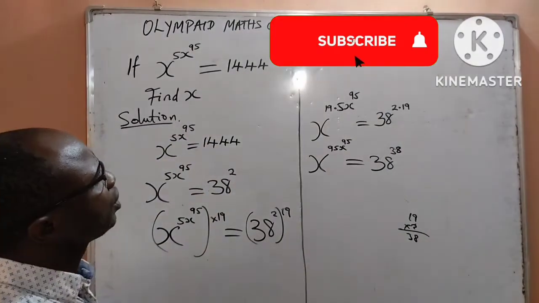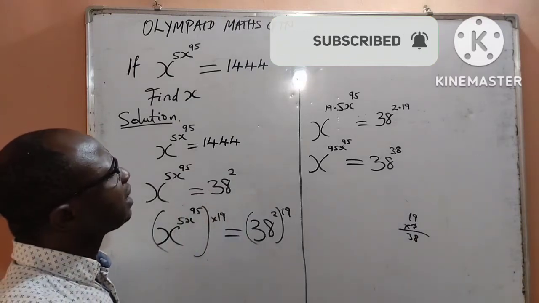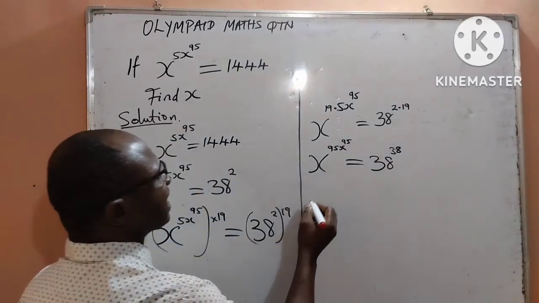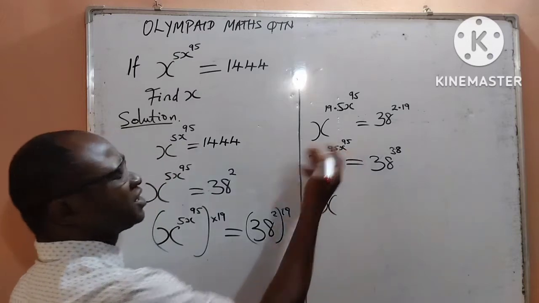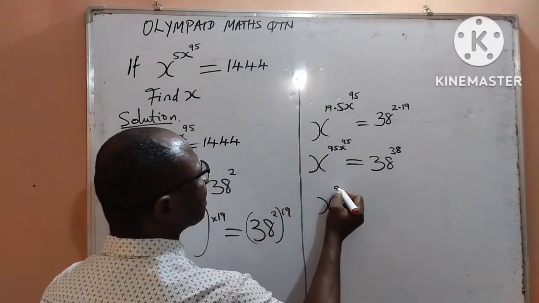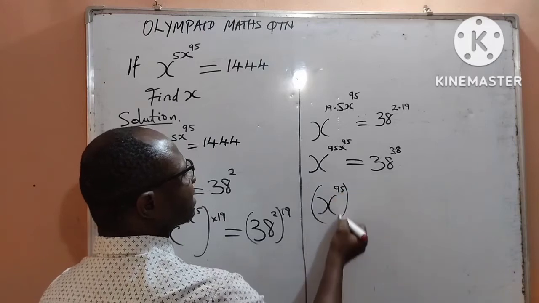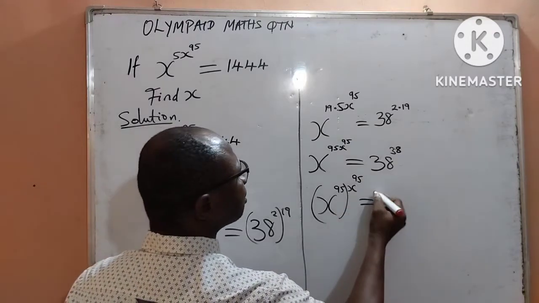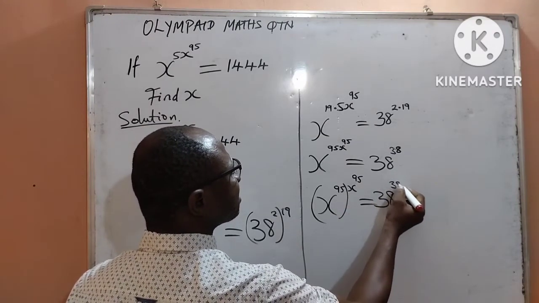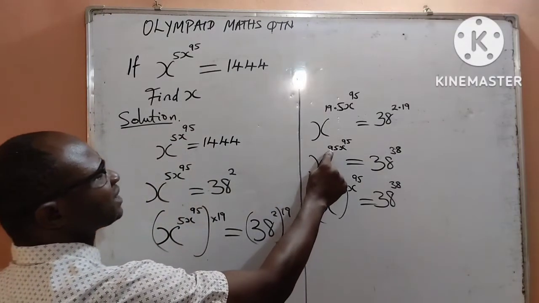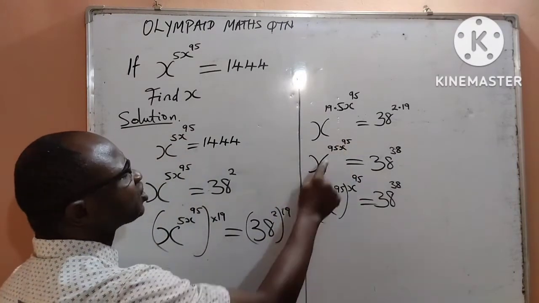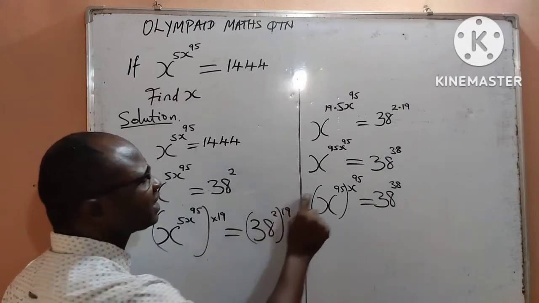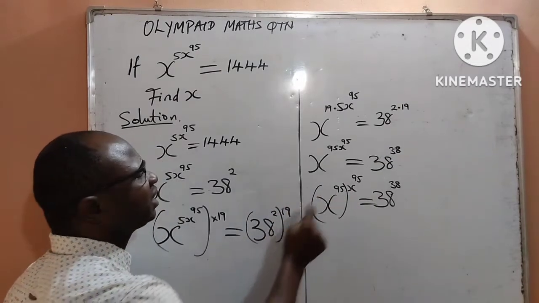Beautiful. Now, what we now do, I want you to see, I can put it this way from the left hand side as x, because everything is beautiful, to the power of 95 into the bracket, then multiply by x to the power of 95 equal to 38 to the power of 38. You see, this is 95x to the power of 95. So 95 is multiplying x. It is still the same as 95 inside the bracket, multiplying the x outside, which is also to the power of 95.